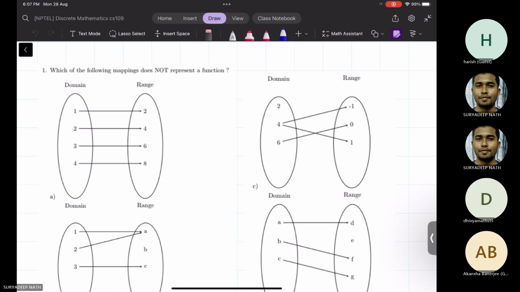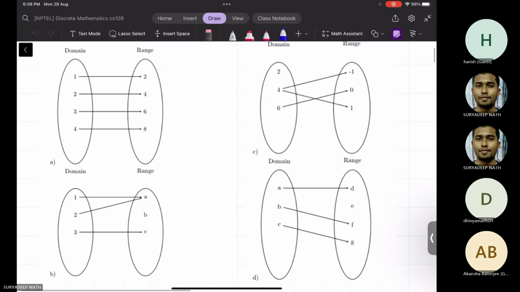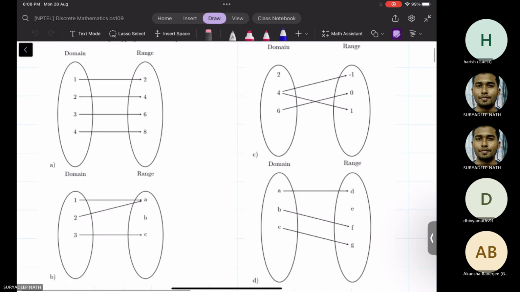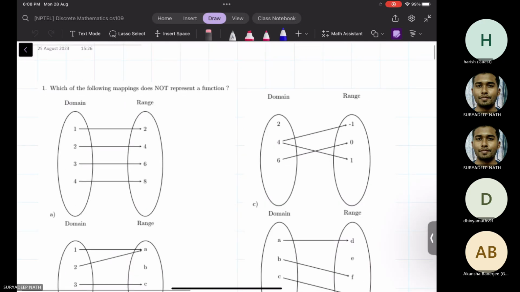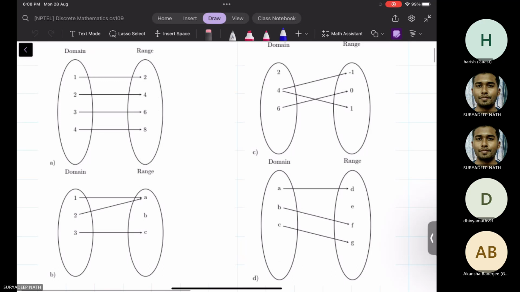Let's get started. So coming to the first question, which of the following mapping does not represent a function? So you have four options. I hope you can see the four options on the screen itself. So the first one, you have 1, 2, 3, 4 in the domain, and you have 2, 4, 6, 8 in the range. And 1 is mapped to 2, 2 to 4, 3 to 6, 4 to 8. And similarly, there are three other types of mappings. Now, which of these is not a function? Can anyone take a guess on what should be the right answer for this question?